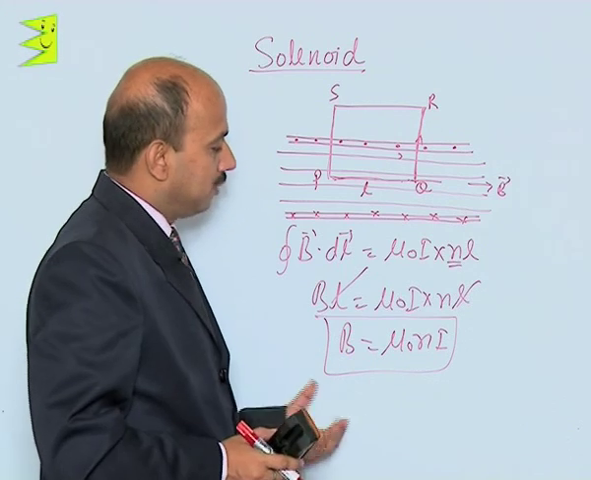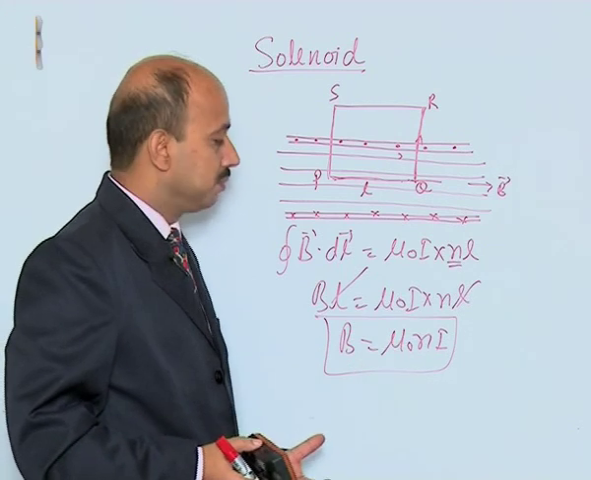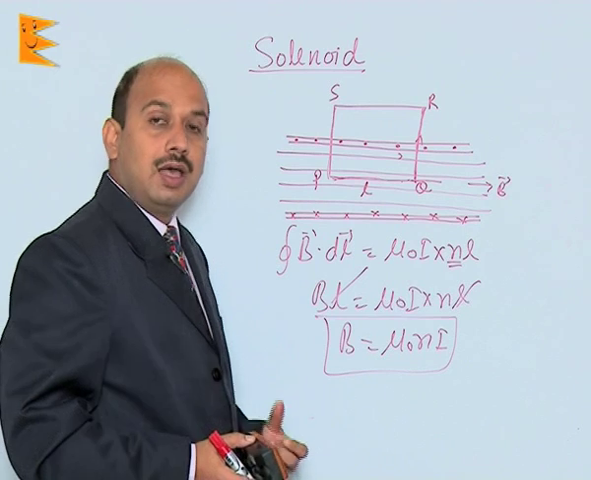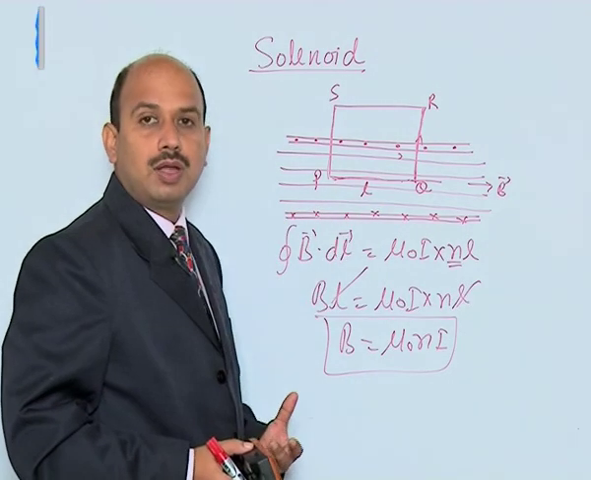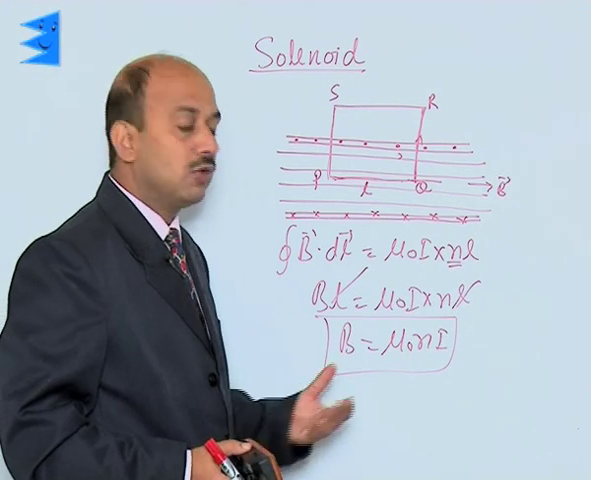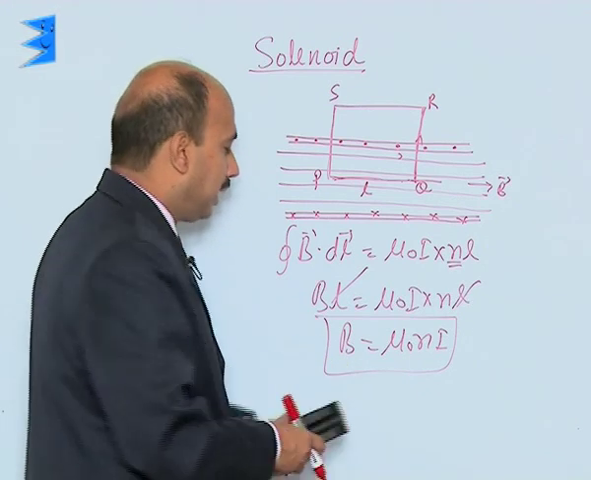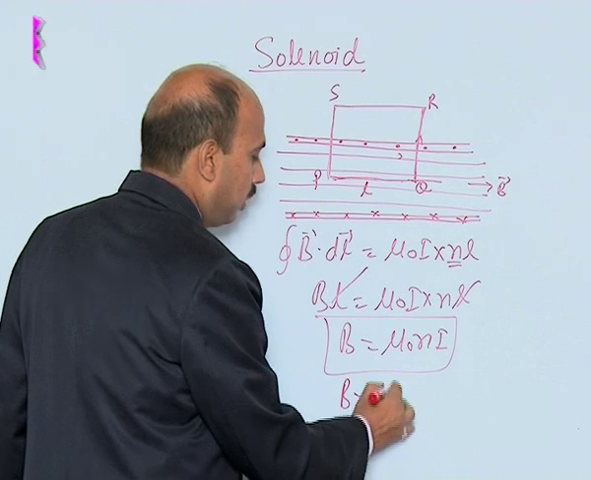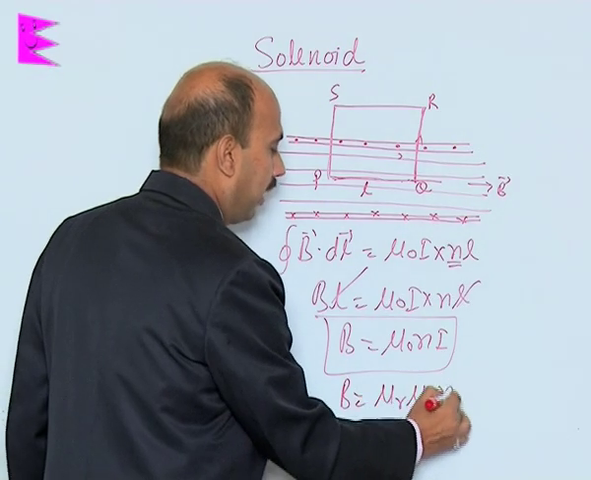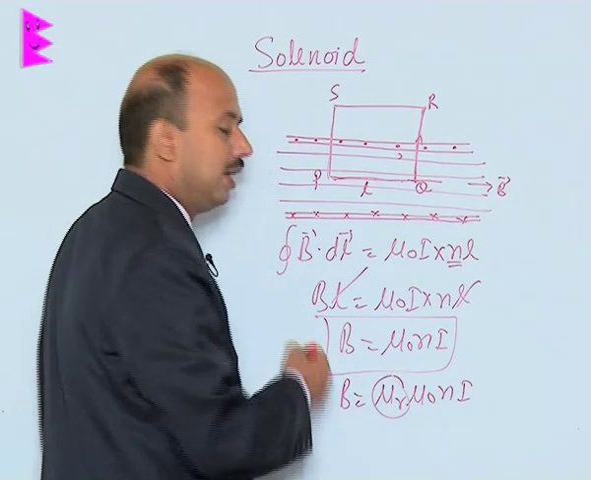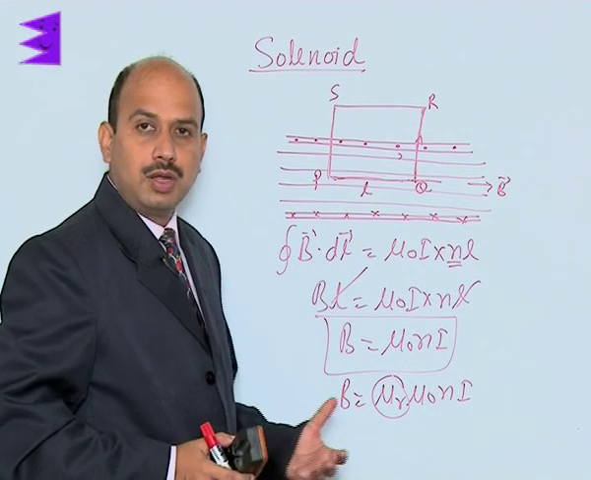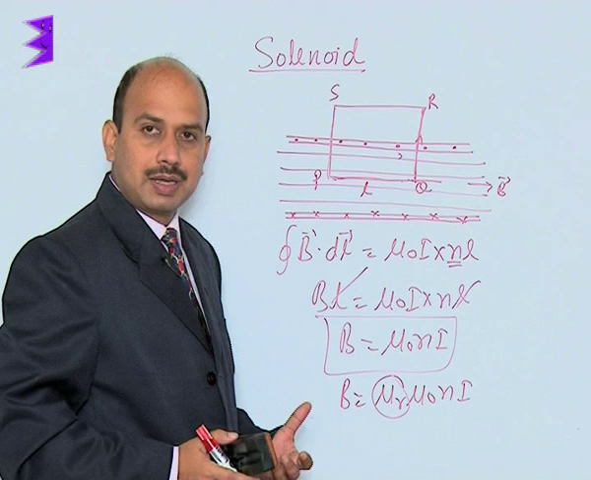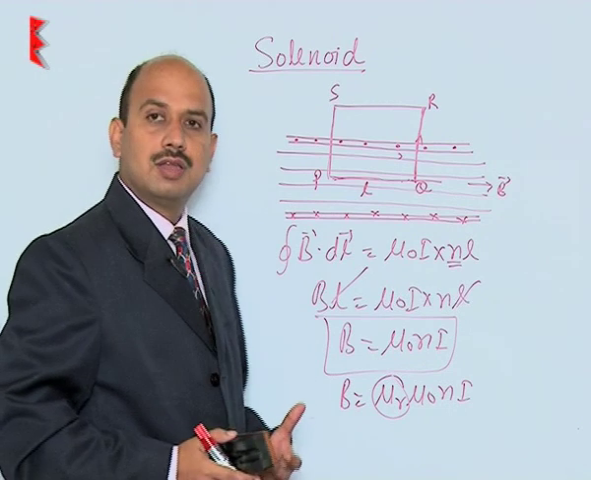That basically depends on the number of turns per unit length and the current passing through it. Also, if you put something inside the solenoid, like soft iron or some other magnetic material, then the magnetic field becomes B equals mu r mu naught N I. Then we introduce the relative permeability of the material placed inside the solenoid. That will increase the strength of the magnetic field, and that will be considered an electromagnet.